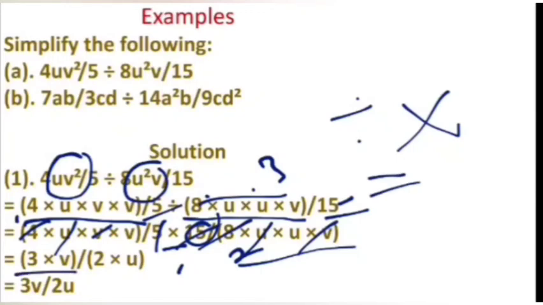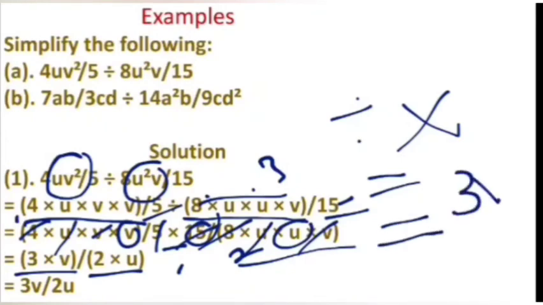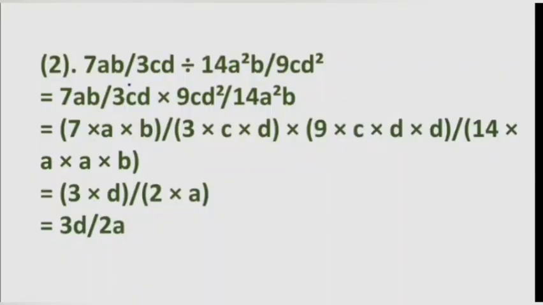You can see I didn't touch this v, because there is nothing to cancel it with. Then I didn't touch this u, because there is nothing to cancel it with. So you're left with 3 times v as the numerator over 2 times u. Nothing to cancel, no like terms again. So your answer at the end becomes 3v over 2u.